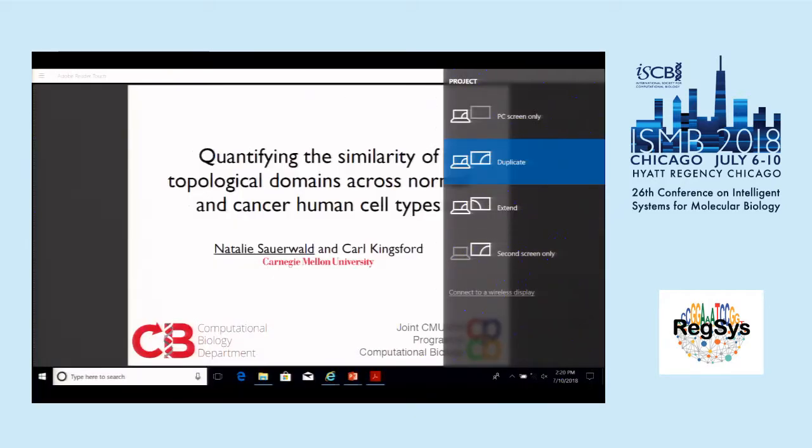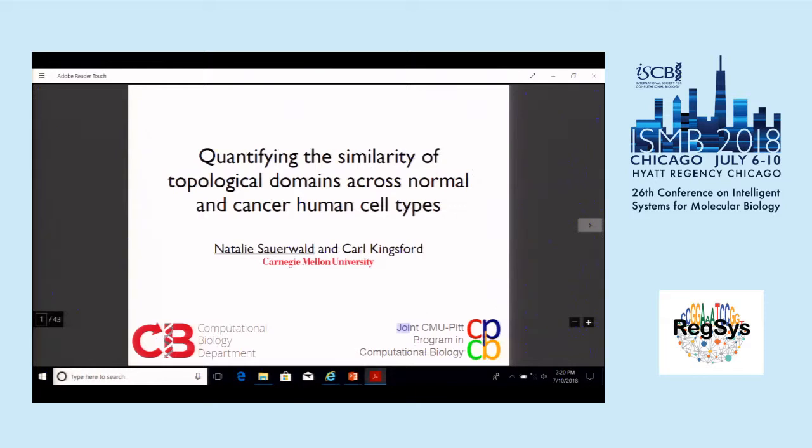There we go. Okay, so we should get started. Our last speaker of the COSI and the last speaker before the keynote is Natalie Sauerwald from Carnegie Mellon. And I should remind people that this is a proceeding presentation.